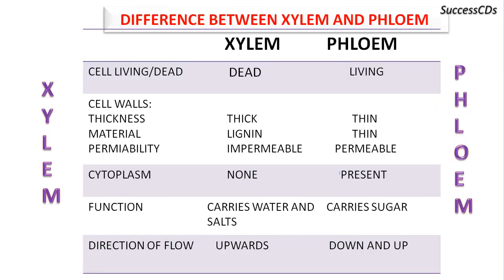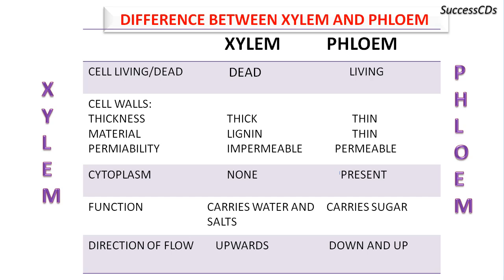Now differences between xylem and phloem based on certain parameters. The cells are dead in xylem but living in phloem. Cell wall thickness, thick in xylem and thin in phloem. Material, lignin is the material in xylem and in phloem it is absent. Permeability, xylem is highly impermeable, but phloem is permeable. Cytoplasm, there is no cytoplasm in xylem, but cytoplasm is present inside the phloem.